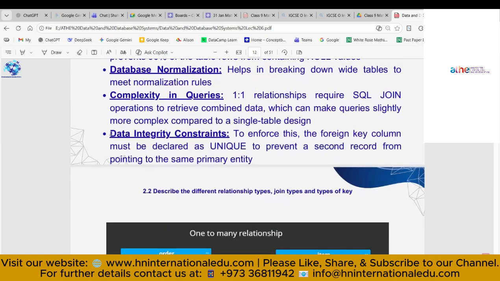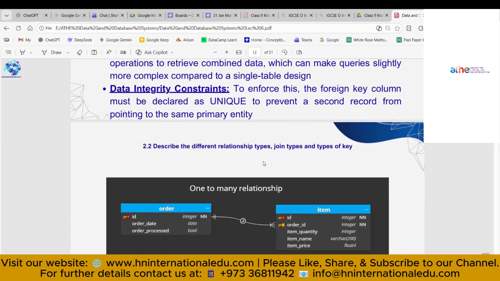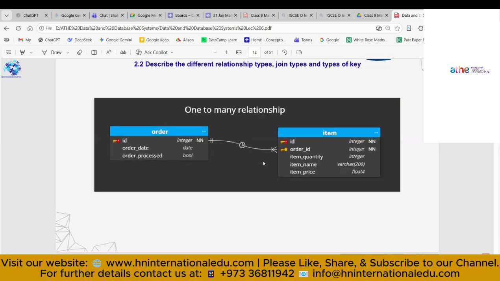Next, last one is data integrity constraints. To enforce this one-to-one relationship, the foreign key column must be declared as unique, okay, to prevent a second record from pointing to the same primary entity. So these are the implications of one-to-one relationship. Next is one-to-many relationship.